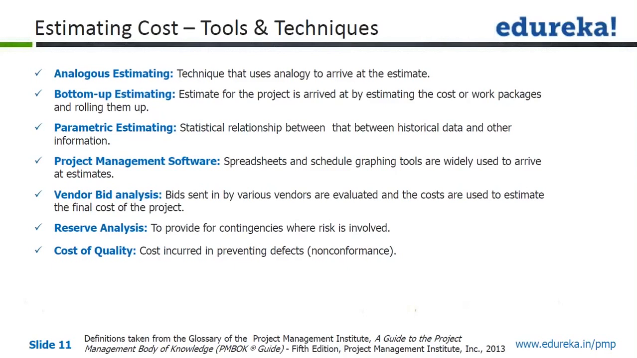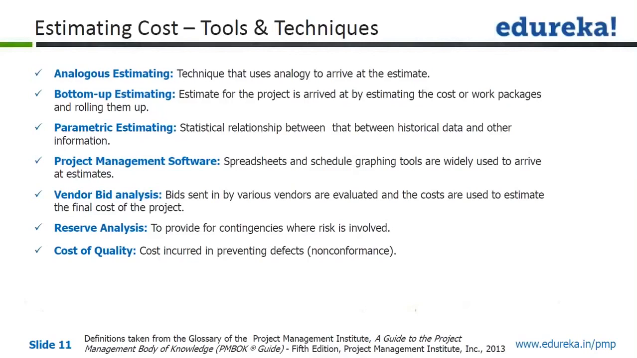So going on to the next one, analogous estimating. This is a technique that uses analogy to arrive at an estimate. I'm going to just read it out because we have already done most of these tools when we visited estimating activity duration. So that time also I told, but anyway, bottom-up estimating, estimate for the project is arrived at by estimating the cost of work packages, activities, then work packages, and then rolling them up. We'll see the bottom-up estimating, even figuratively also, in subsequent slides.